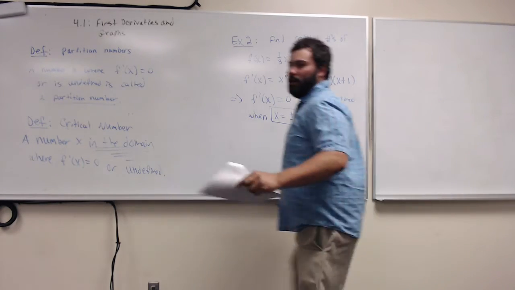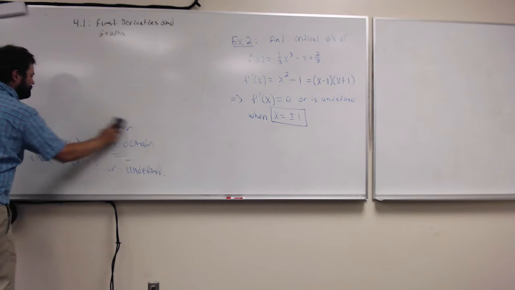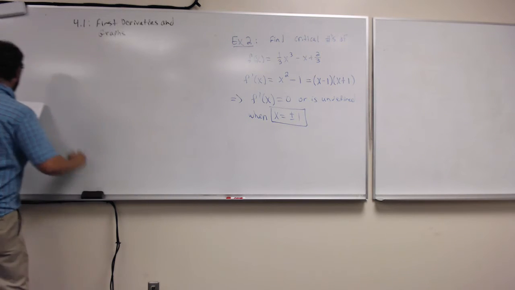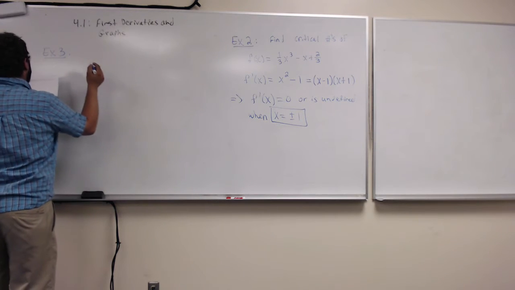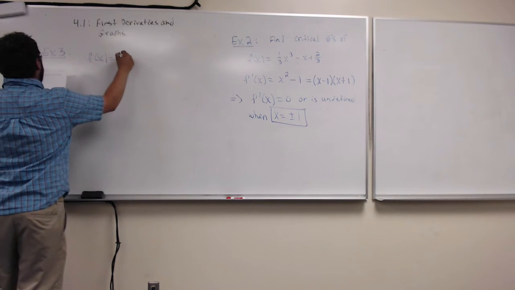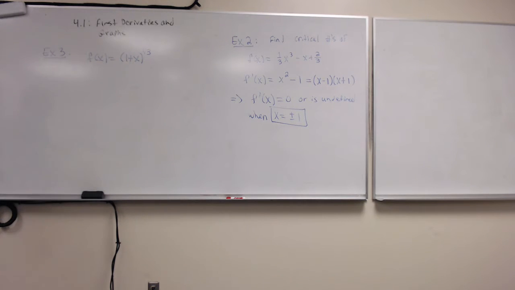I'd rather come over here because the video doesn't pick up that right half very well. So example 3. If f of x is equal to 1 plus x to the 1/3, we'll find critical numbers, intervals on which f is increasing, and the intervals for which f is decreasing.